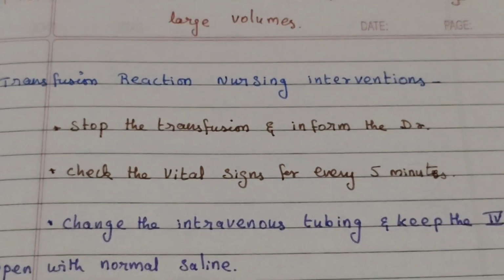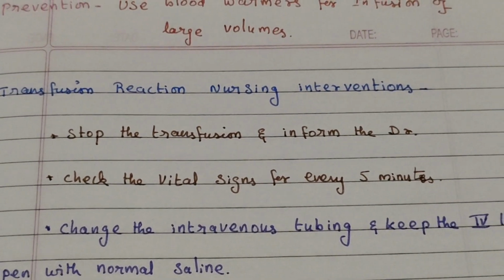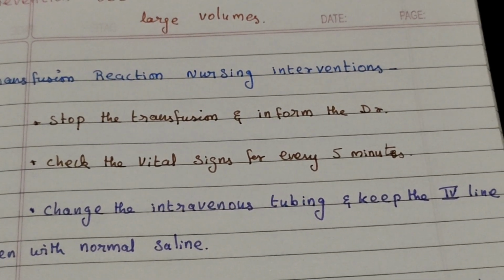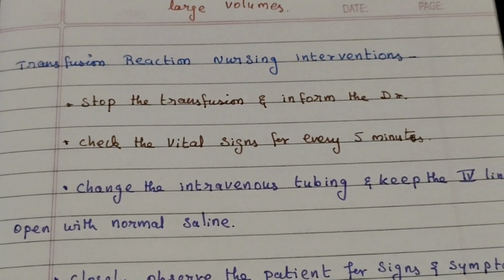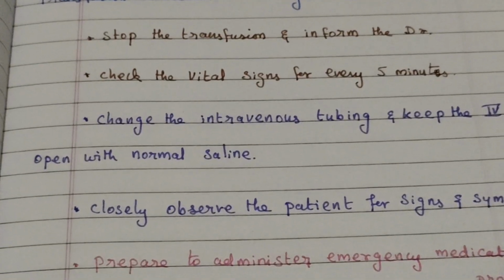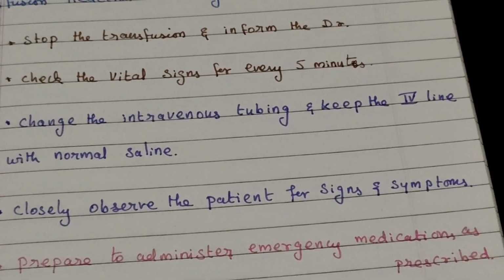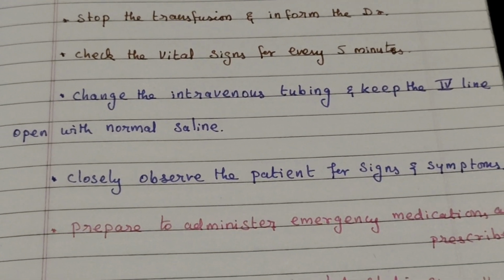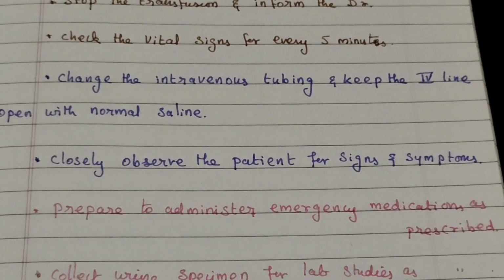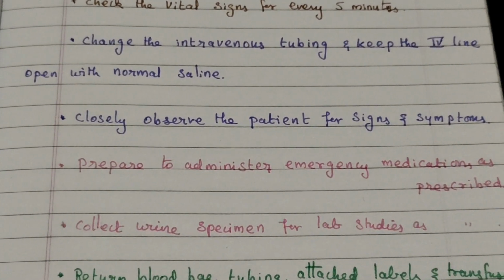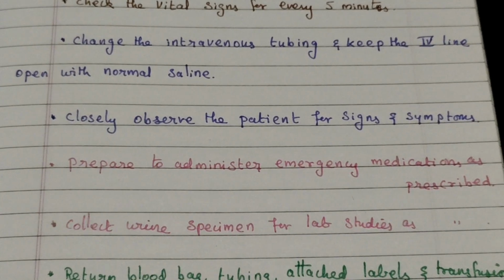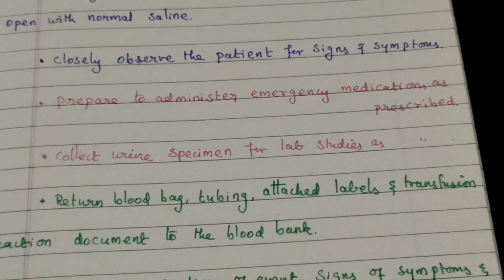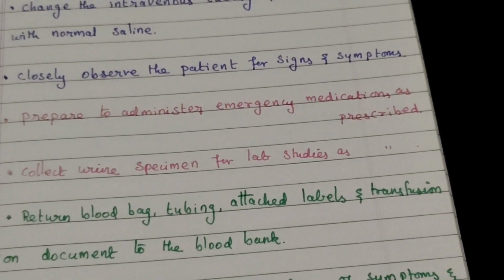Then transfusion reaction nursing intervention. What is the role of the nurse? Stop the transfusion and inform the doctor. Then check vital signs every 5 minutes. Then change the intravenous tubing and keep the IV line open with normal saline. Then closely observe the patient for signs and symptoms. Then prepare to administer emergency medication as prescribed. Then collect urine specimen for lab studies as prescribed.